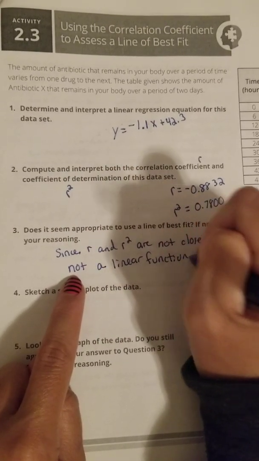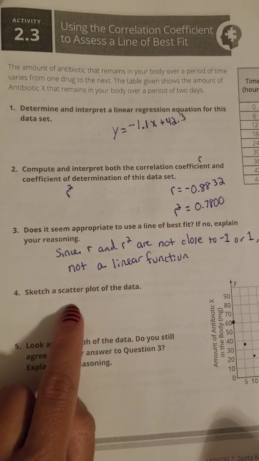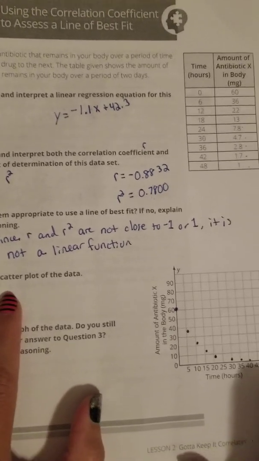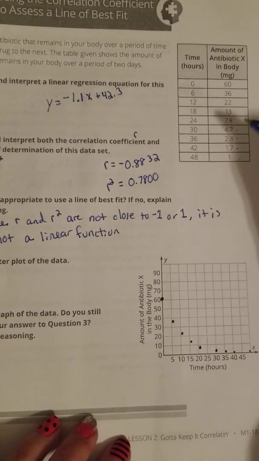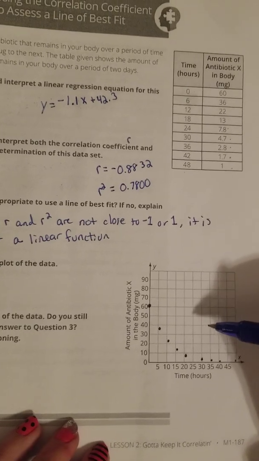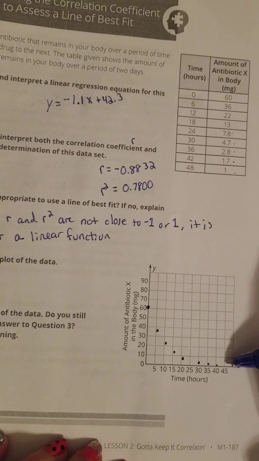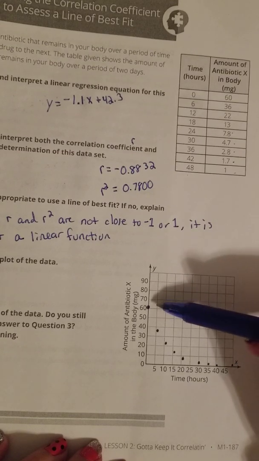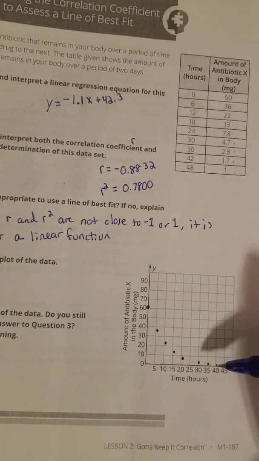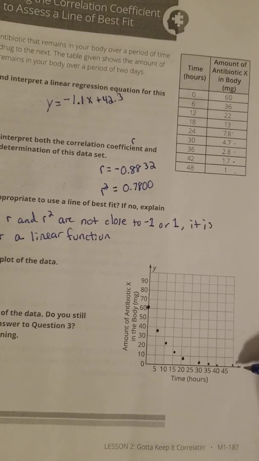So we're going to look closely at the graph to see what it is. Sketch a scatter plot of the data. Here I went ahead and plotted those points from the table on this graph. And you can see how this data is showing an exponential function. Remember that an exponential function either decreases greatly or increases, and this one seems to be approaching the x-axis, but it's not going to cross it.